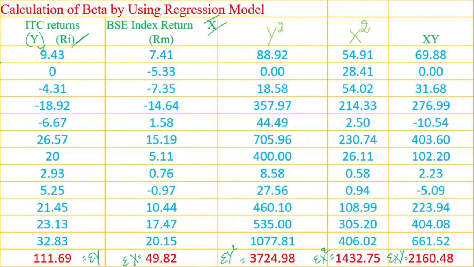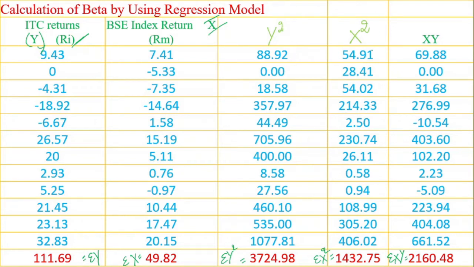After taking the values of Y and X, that is RI and RM, from the given problem, we have to compute Y square, X square and XY for using the regression model. As we very well know, how will you get Y square? Just multiply the Y column by itself. 9.43 into 9.43, we will get 88.92. Like that, for all 12 months, we have to multiply and record it in the Y square column.